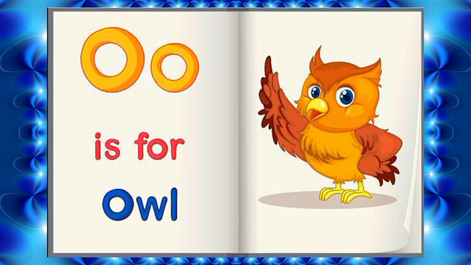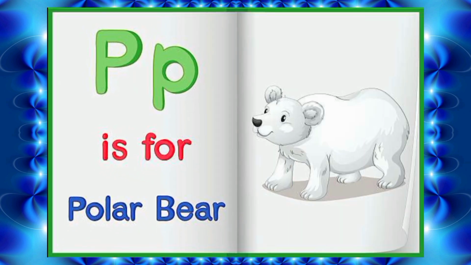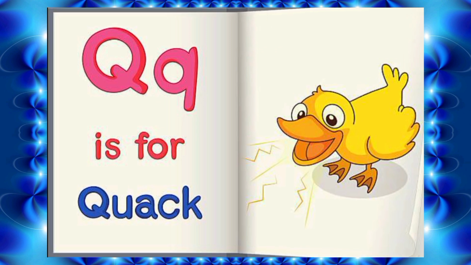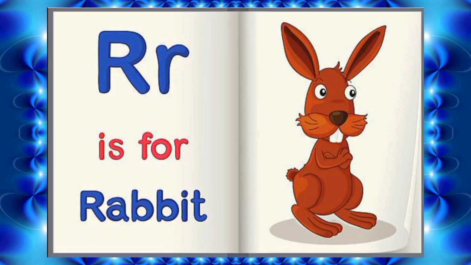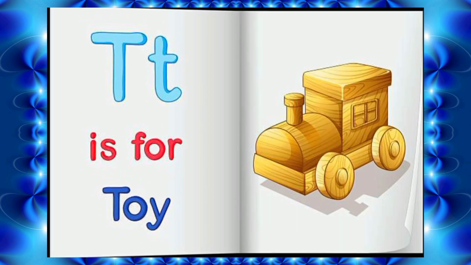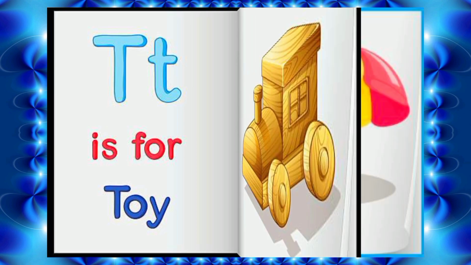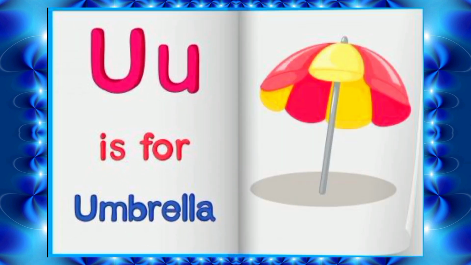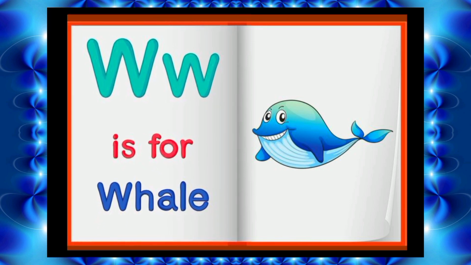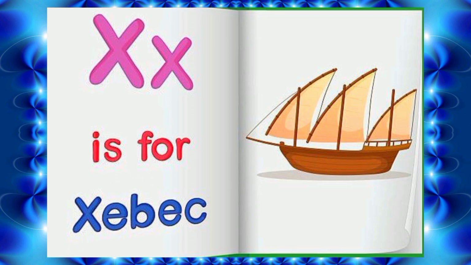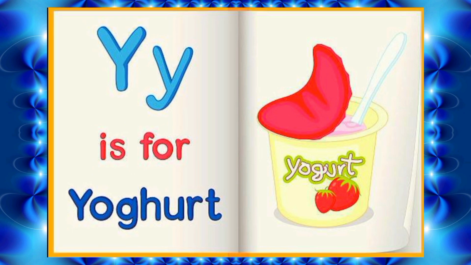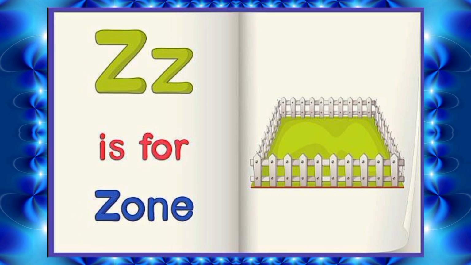O is for all. P is for polar bear. Q is for quack. R is for rabbit. S is for Santa. T is for toy. U is for umbrella. V is for violin. W is for whale. X is for xebec. Y is for yogurt. Z is for zone.